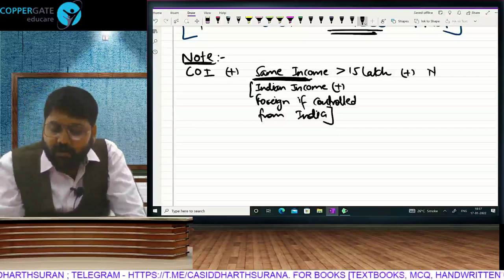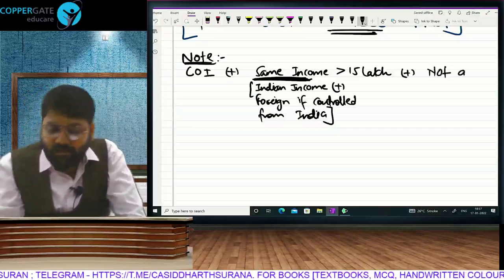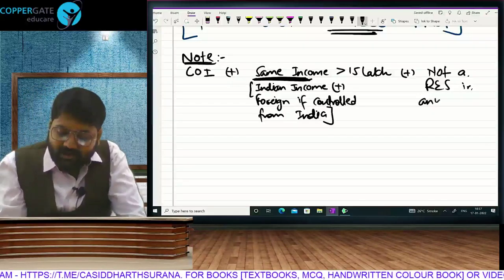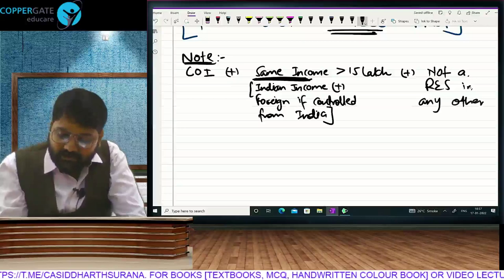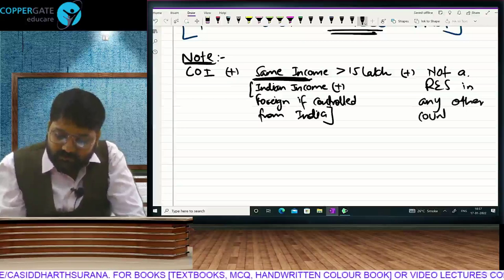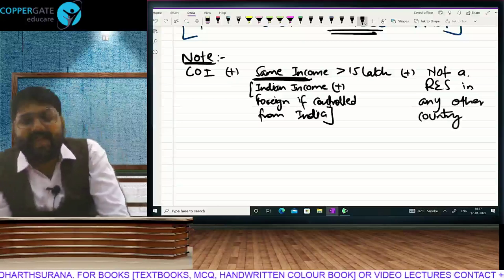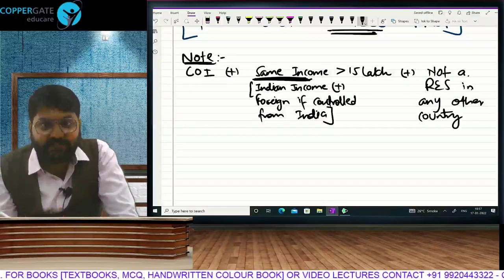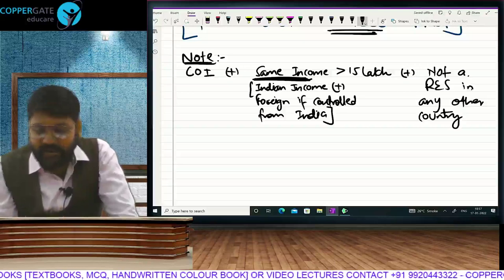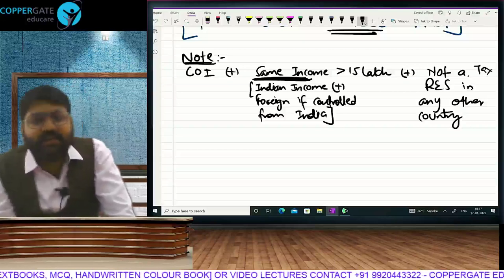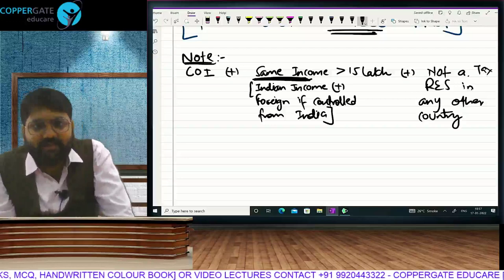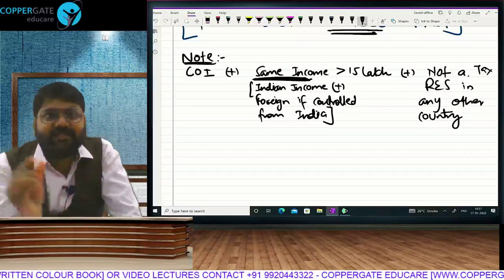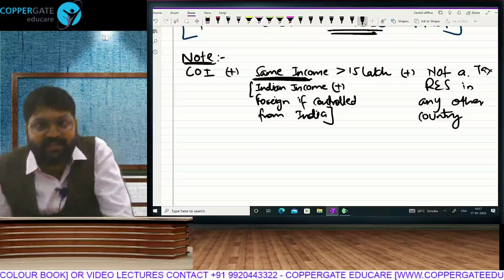And this is what Modi ji did. You are not a resident in any other country. You are not a tax resident. Tax resident, you all understood, no? Nationality or citizenship is different from tax residence. You are not a tax resident in any other country. So, who are the target? These people who stay a few days in all countries. They are our target. Did you realize that?